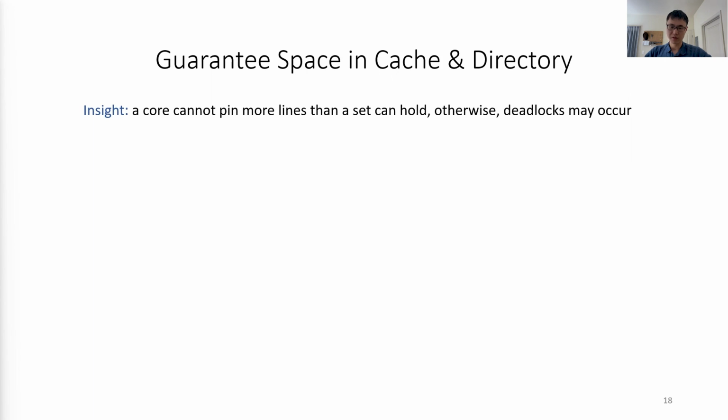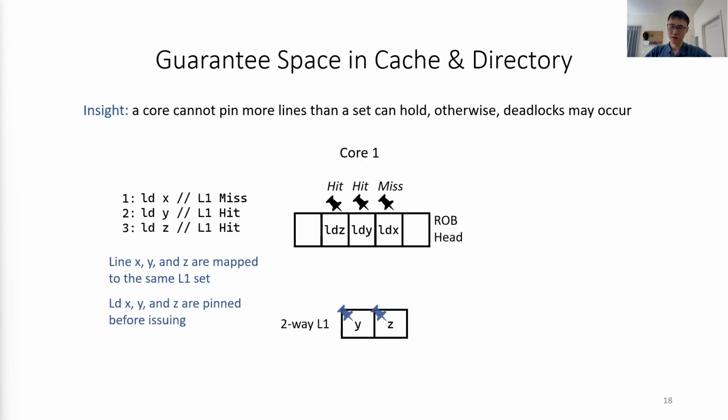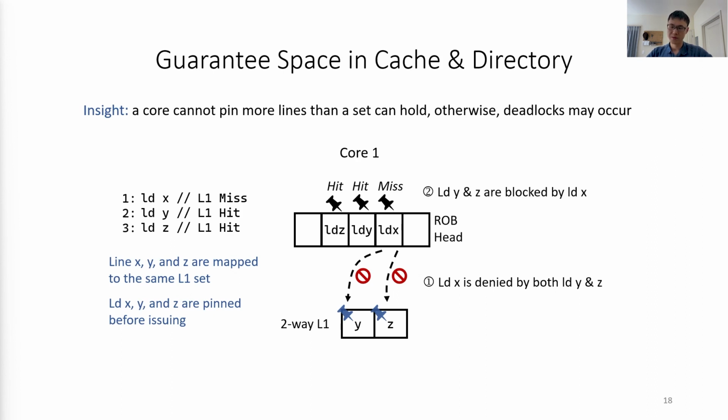Otherwise, deadlocks may occur. To see why, let's consider a slightly different example where we have three loads that read from lines X, Y, and Z. All three lines are mapped to the same L1 set, and LDX misses in L1. We assume that all three loads have been pinned. Now, when LDX issues its request, it will find that it cannot evict either line Y or Z until one of them is unpinned. However, to unpin either line, LDY or LDZ has to retire, but they are blocked by LDX, which is still waiting for the data. Therefore, we have a deadlock here.